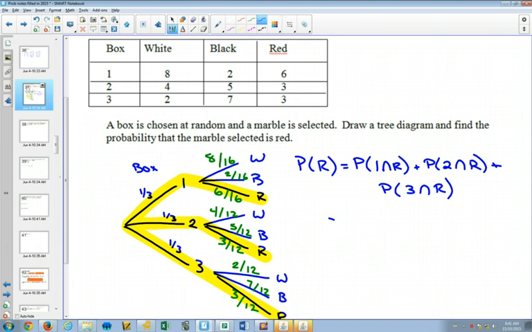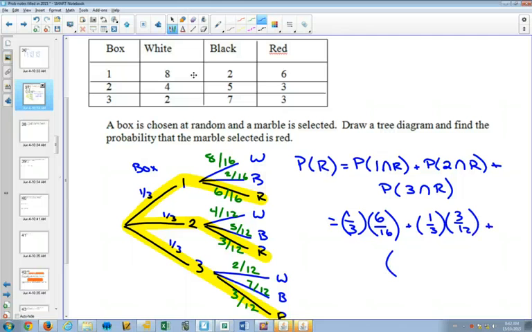So first of all, we have the chances of getting box 1 and red. That would be 1/3 times 6 out of 16. So the chances of any branch at the end, you multiply the probabilities of each branch to figure out that chance. The second one would be 1/3 multiplied by 3/12. And the third one would be 1/3 multiplied by 3/12 again.